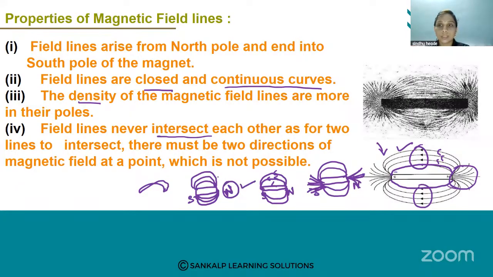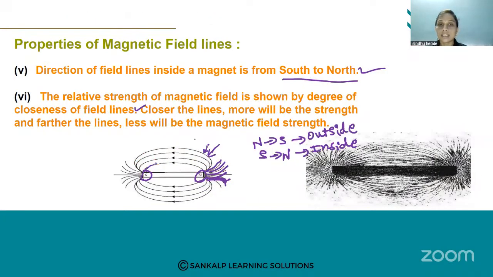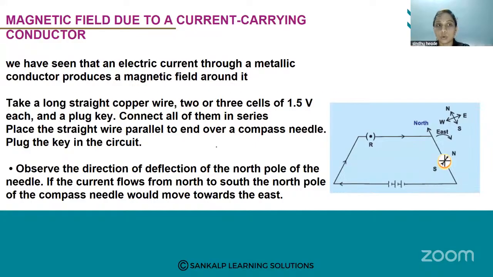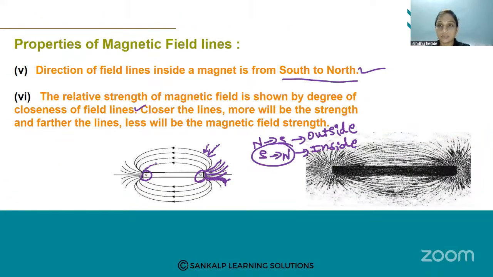And next property tells that never and ever do field lines intersect each other. Okay, they never intersect each other. And next property tells that the direction of field lines inside the magnet is always from south to north. It is always from south to north. Next property tells that the relative strength of the magnetic field is decided by the closeness of the field lines. Okay, these are all the properties of magnetic field lines.